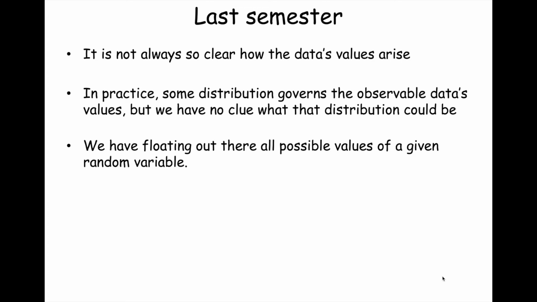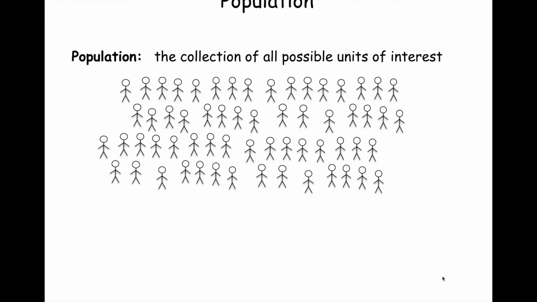So in general, it's not always so clear how the data's values arise, and that gets even more damning as you're dealing with very large, complex systems with a lot of interrelated, interconnected parts. And so some distributions govern the observable data's values, but sometimes you have no clue what that distribution could be. So in essence, you have floating out there all the possible values that a random variable or measurement can take on, right? And there's this invisible thing called a distribution, and it's feeding you values, but you don't know 100% what it is. It's not always clear.